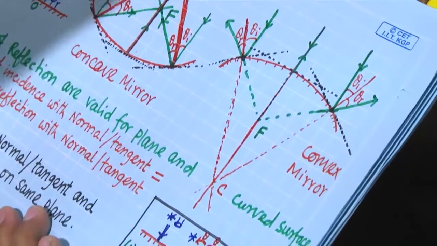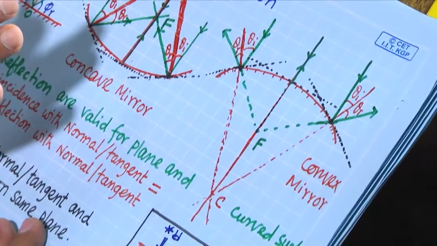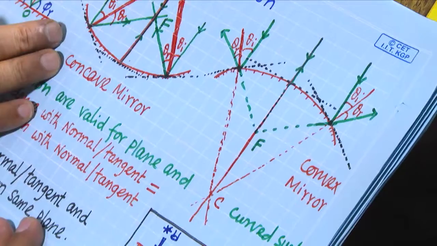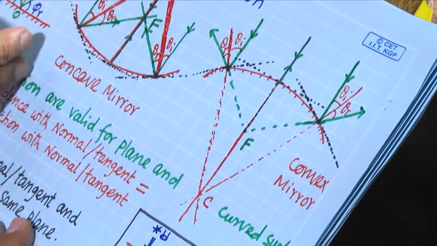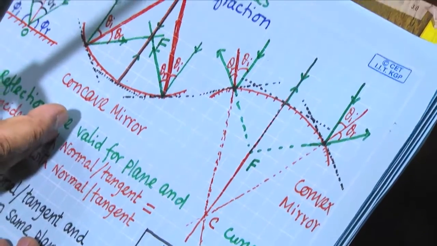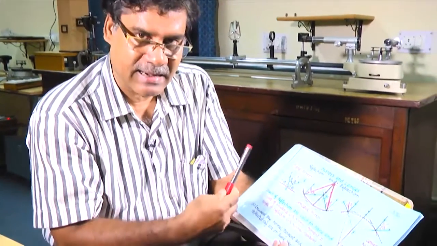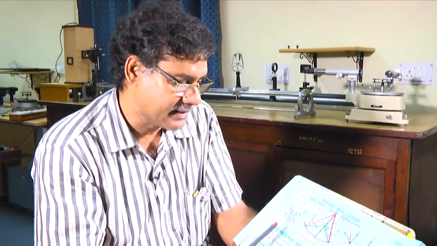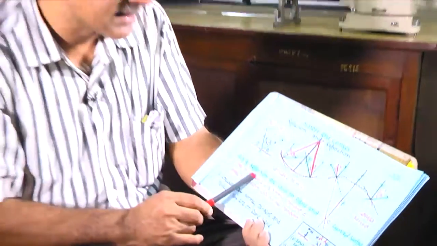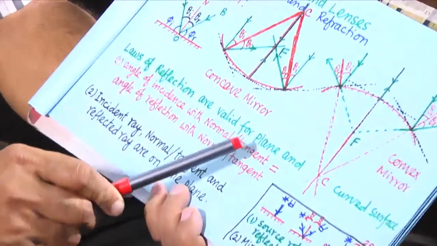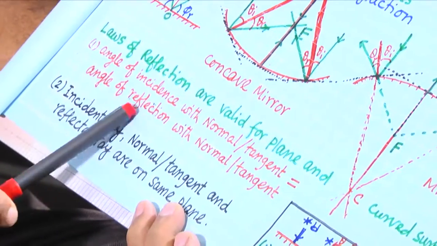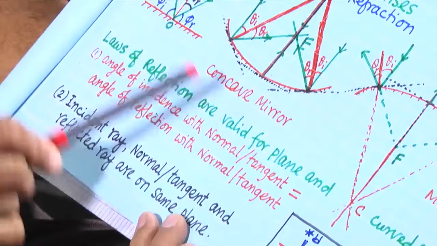Here what I want to emphasize is that the reflection from the mirror, whether it is a plane mirror or a curved mirror, occurs following the laws of reflection. Okay, so I can write it in a general way: the angle of incidence with the normal or tangent will be equal to the angle of reflection with the normal or tangent, right?